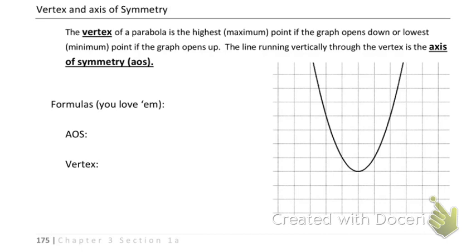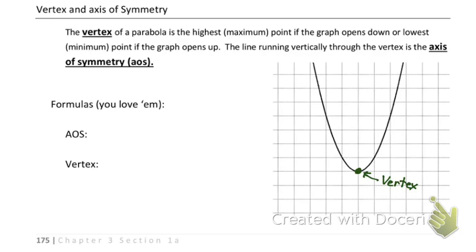All right. So the vertex of a parabola is the highest maximum point if the graph opens down, and the lowest minimum point if the graph opens up. So in this graph, our graph is opening up. So its vertex is going to be a minimum. So that right there, let's change the color. Let's make it green. Vertexes like to be green. That is our vertex.